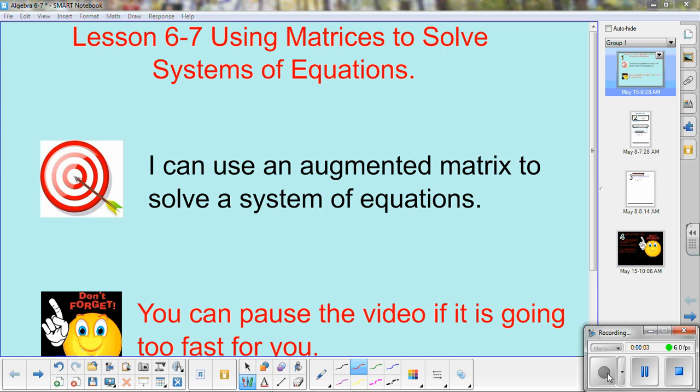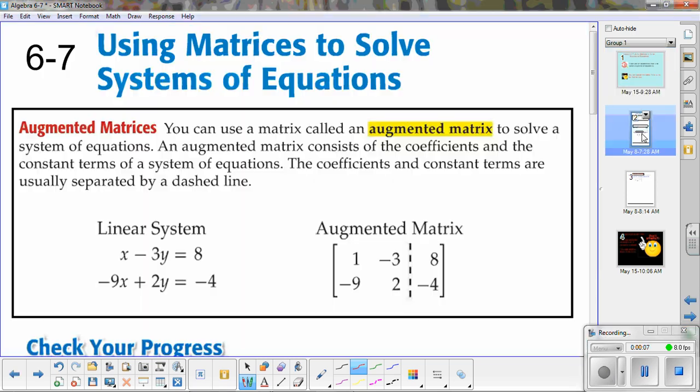In lesson 6-7, you will use an augmented matrix to solve a system of equations. You can use a matrix called an augmented matrix to solve a system of equations. An augmented matrix consists of the coefficients and the constant terms of a system of equations. The coefficients and constant terms are usually separated by a dashed line.